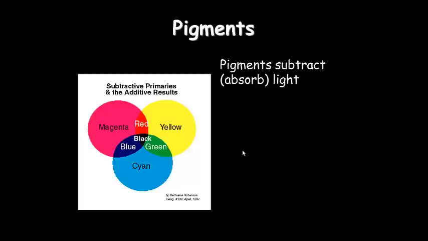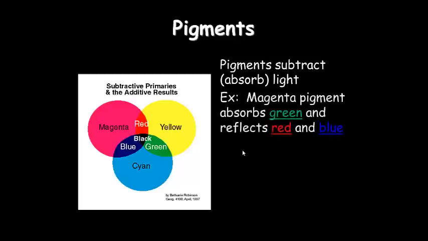So pigments subtract or absorb light. Notice the subtractive color wheel on the left. This particular pigment, magenta, is absorbing green because it's made up of red and blue light. A cyan pigment is going to absorb red because it's made up of blue and green light. Yellow absorbs blue because it's able to reflect red and green light. If I mix all three of these together, that's how you get black, or the absence of light.